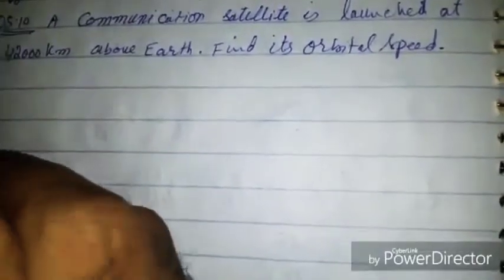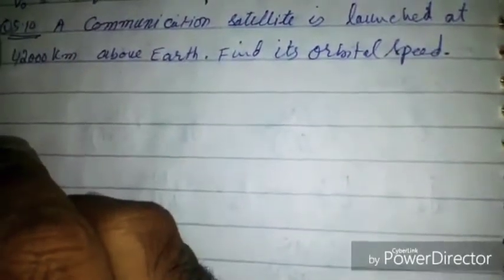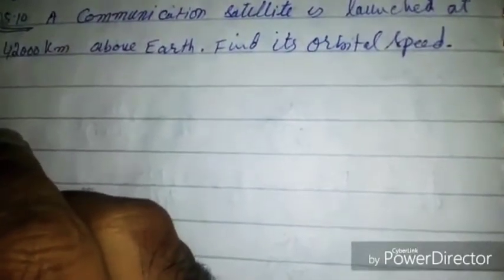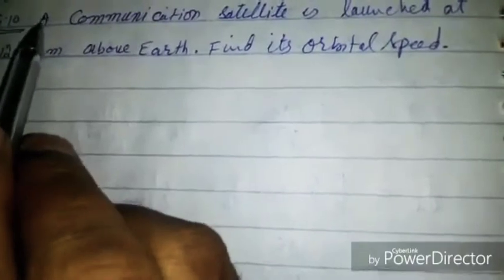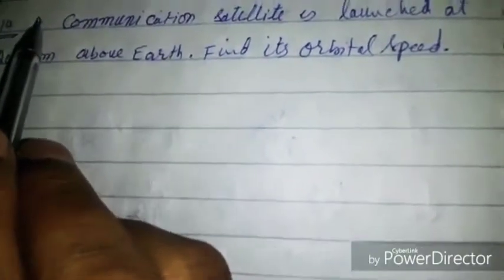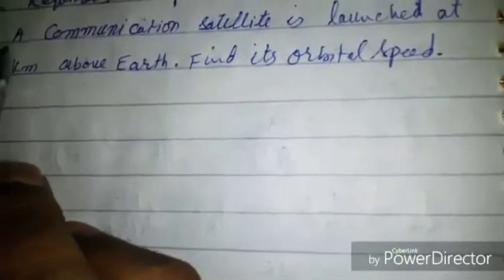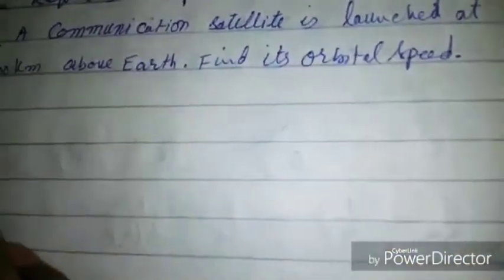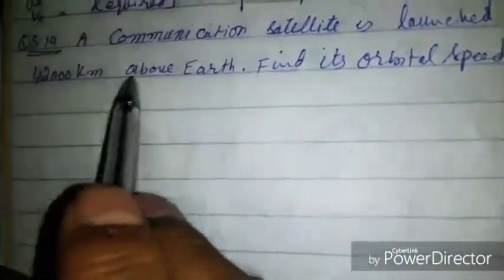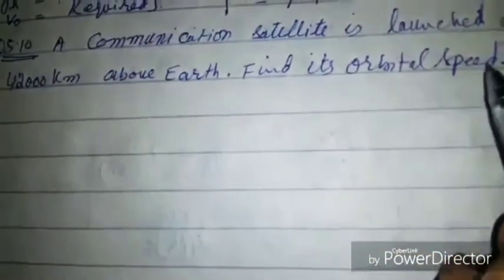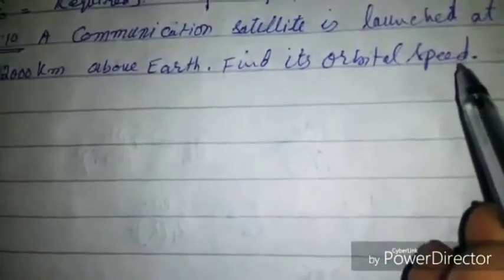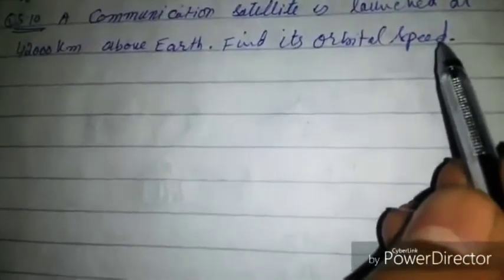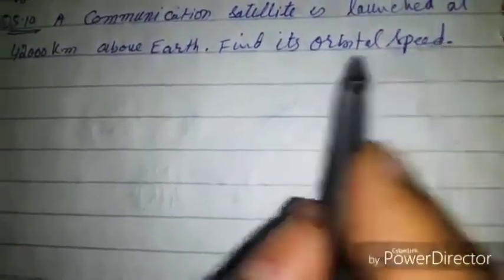Bismillahirrahmanirrahim. Today we are going to solve numerical problem 5.10 from the chapter The Force of Gravitation. A communication satellite is launched at 42,000 km above Earth. Find its orbital speed. This is a similar question as we solved in 5.9. Let's solve this.